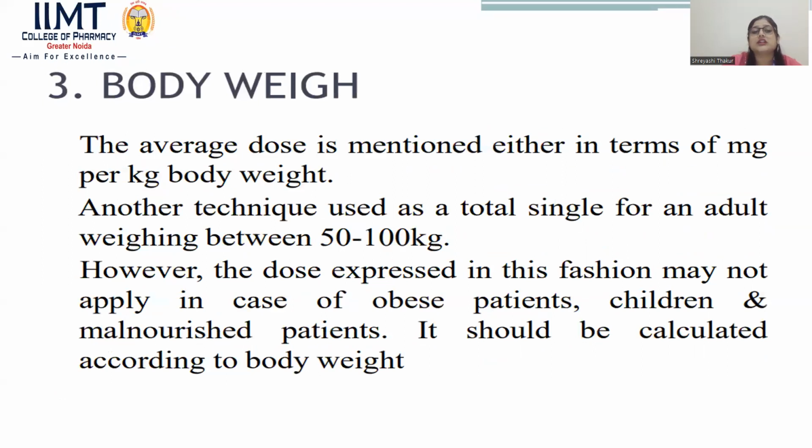So the next one is body weight. Here the average dose is mentioned either in terms of mg per kg body weight, or another technique is used: a total single dose for an adult weighing between 50 to 100 kg. However, a dose expressed in this fashion may not apply in the case of obese patients, children, and malnourished patients. So it should be calculated according to their body weight.